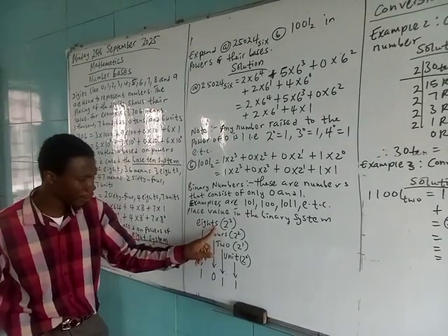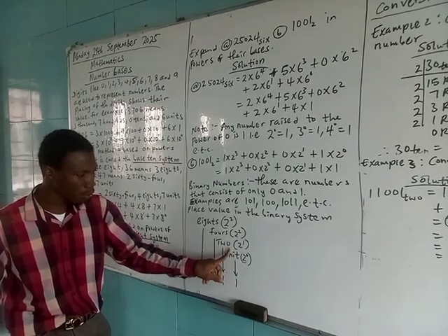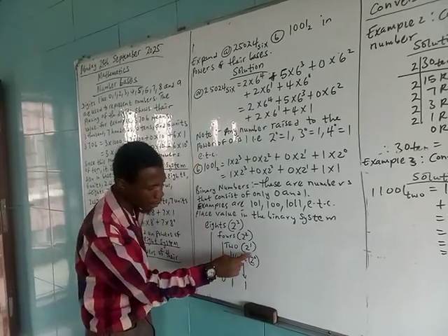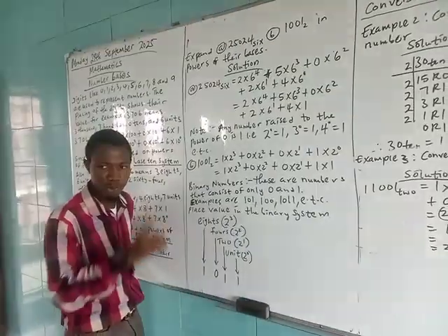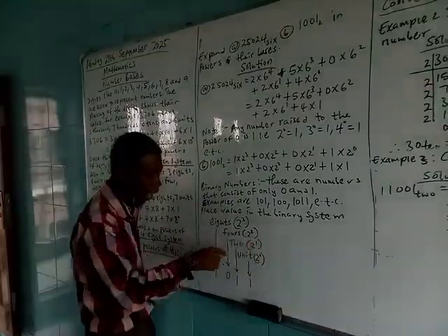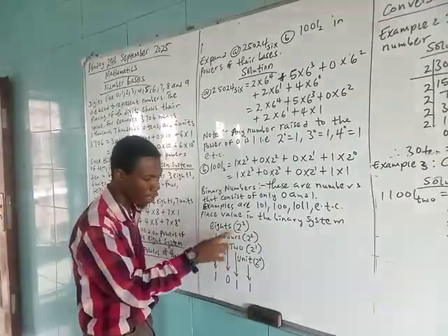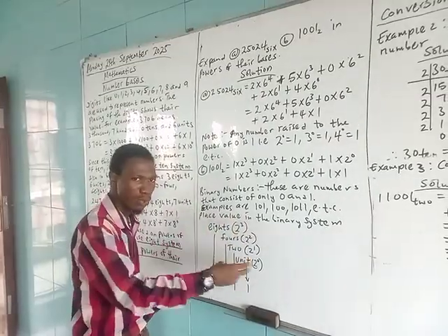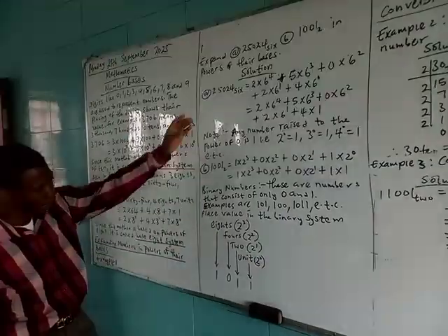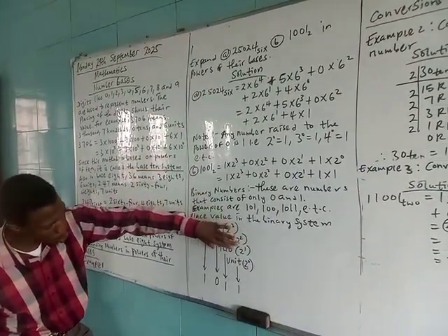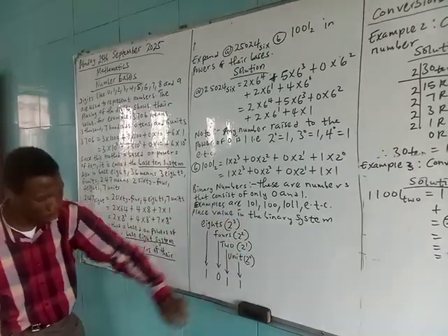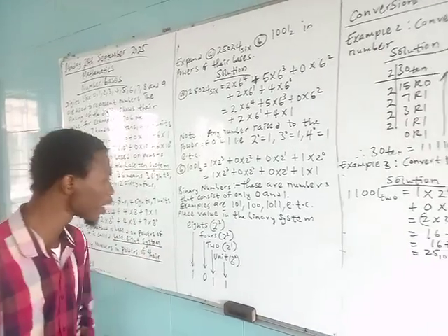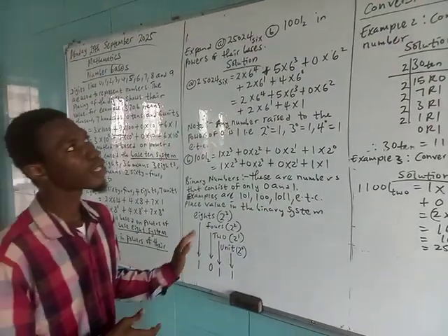We have the 8s, 4s, 2s, units. Now you can see how this is being explained. 2 raised to the power 0 gives what? 1, a unit. 2 raised to the power 1 gives what? 2. 2 raised to the power 2 will give what? 4, which is 2 times 2. 2 raised to the power 3 will give what? 8, 2 times 2 times 2. So this is how to present the place value in the binary system: 8s, 4s, 2s, units.